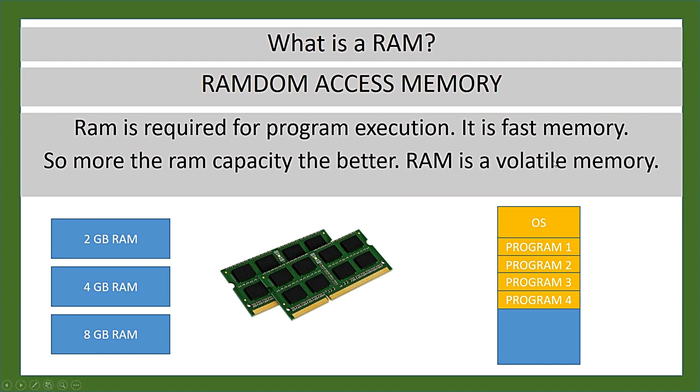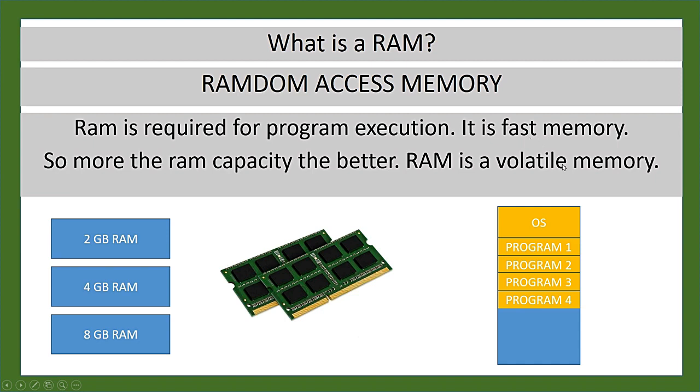Why is it called volatile? Because the data will remain in the RAM till the point there is a power supply to it. Once there is no power supply, the data in the RAM will automatically get erased. RAM is not meant to retain the data. Understand it. So why do we have RAM? We have RAM only because of one factor, and that is because it is a very, very fast memory.